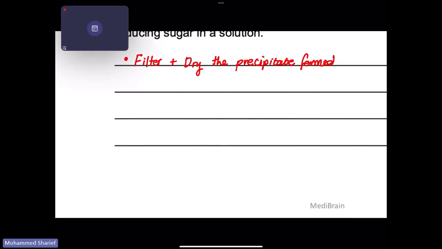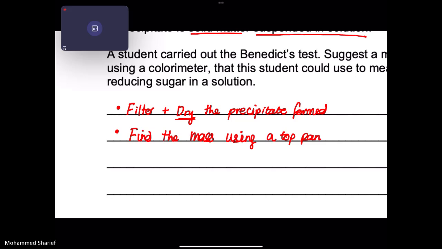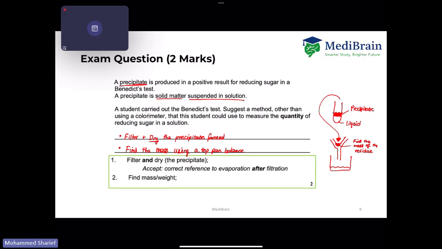So after we've filtered and dried the precipitate, and the reason we're drying the precipitate is because we don't want the water to be adding any mass to the quantified result that we obtain. So you need to dry the precipitate. That's the point that people normally forget. And then you find the mass using a top pan balance. Here's the mark scheme: filter and dry the precipitate, find the mass and weigh.